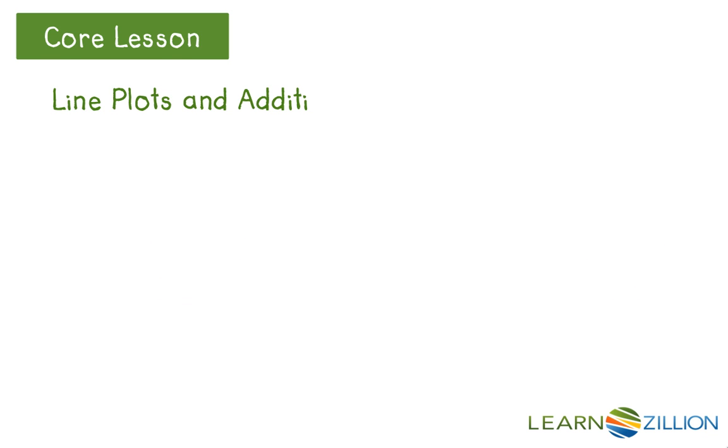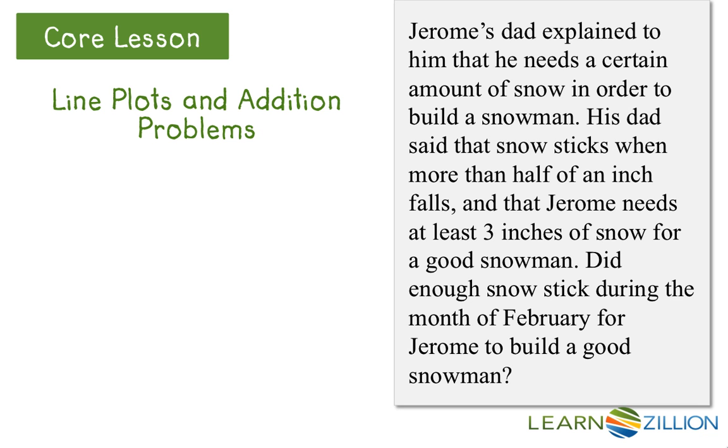Let's use what we know to help us solve the following problem. Jerome's dad explained to him that he needs a certain amount of snow in order to build a snowman. His dad said that snow sticks when more than half of an inch falls, and that Jerome needs at least 3 inches of snow for a good snowman. Did enough snow stick during the month of February for Jerome to build a good snowman?